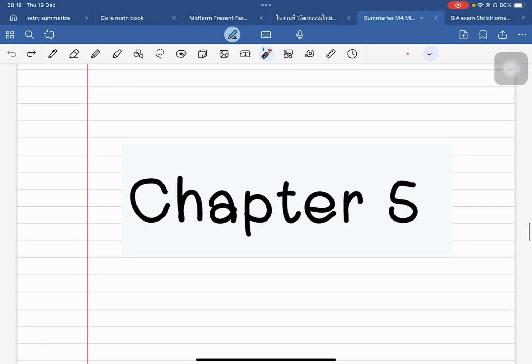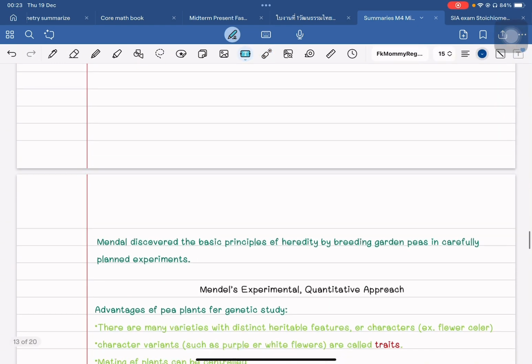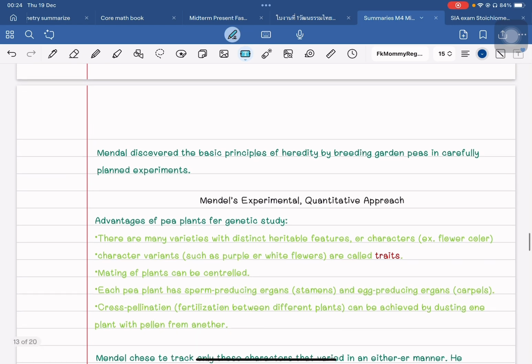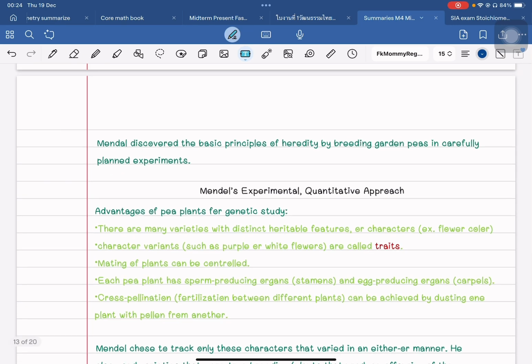So next we end chapter 4 already, and we're going to start chapter 5. We're going to learn about Mendel's experiment and what he learned from his experiment. Mendel discovered the basic principles of heredity by breeding garden peas in carefully planned experiments. So we're first going to learn about Mendel's experimental and quantitative approach.